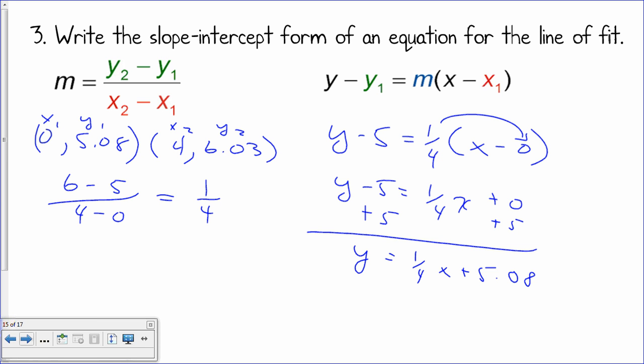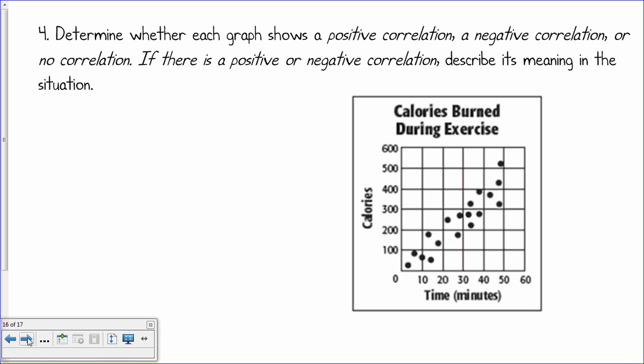Everybody good? Is there one more? Yeah. Positive, negative, no correlation? Positive, very good. That's pretty easy, isn't it? The line is going up. So as time passes, the more I exercise, what happens? The more calories I'm going to burn, right? Okay, that should be way enough to get you started.